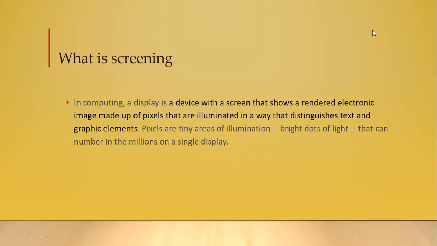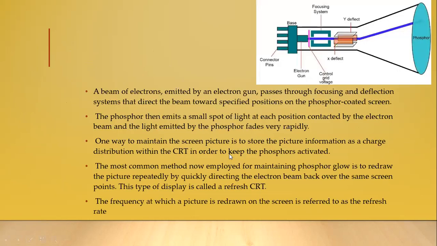And then we have what is screening. Now what do you mean by screening? It is a computer display device whose screen shows the electronic image and is made up of pixels that are illuminated in a way that distinguishes text and graphics elements. Pixels are tiny areas of illumination, bright dots, and there can be millions of single dots in this. Now next we have an example for screening.